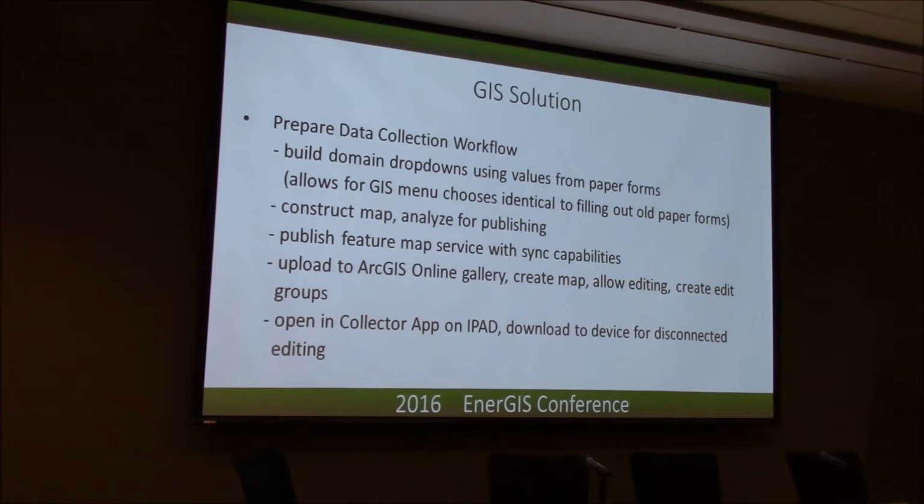One of the first things we did was look at the paper forms that were being used out in the field. Those paper forms had a lot of information on them, so we were able to take all that data and use it to populate our domain drop-down values. And then, of course, you have to construct a map of all this data and analyze it for publishing.